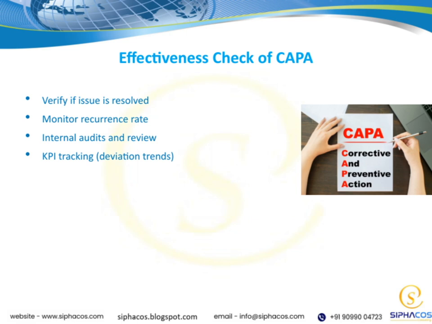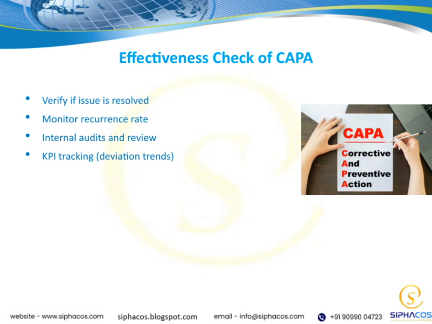Internal audits and reviews play a crucial role here. They provide an independent assessment of how well the CAPA process is functioning and whether improvements are ongoing. Finally, KPI tracking, especially looking at deviation trends, allows us to quantify our progress and identify any new or persistent issues. All these steps together help us ensure that our CAPA efforts are genuinely driving continuous improvement and maintaining high standards across our processes.